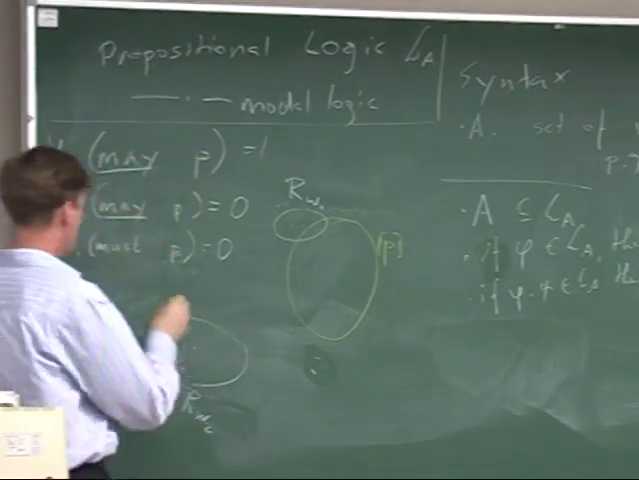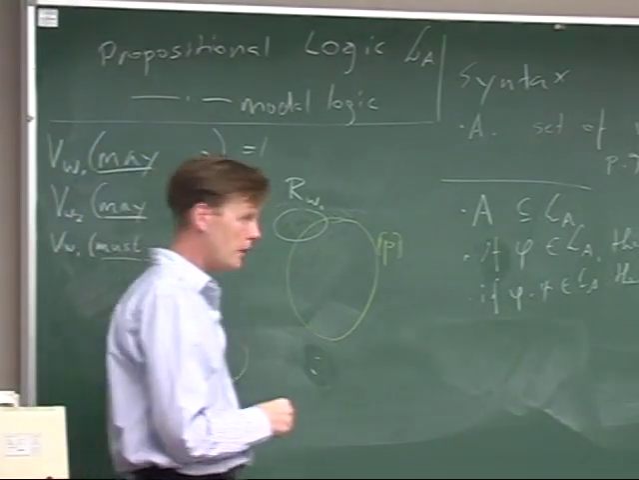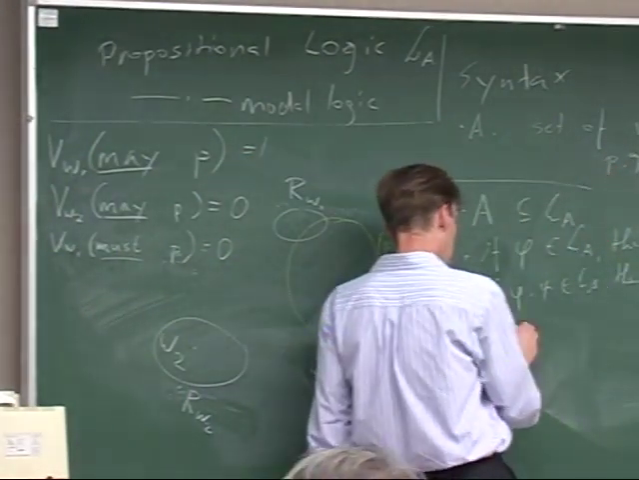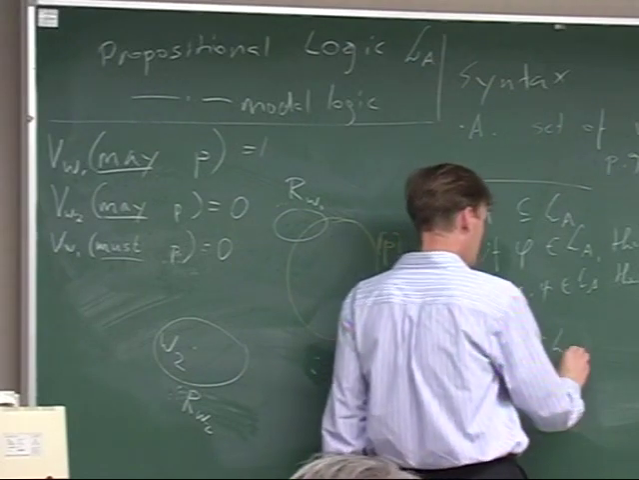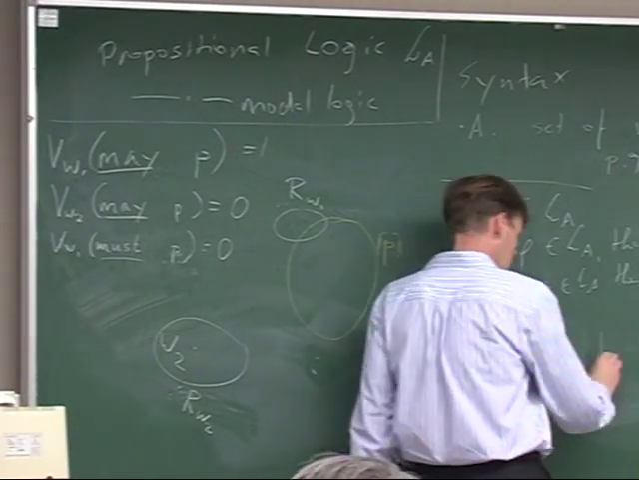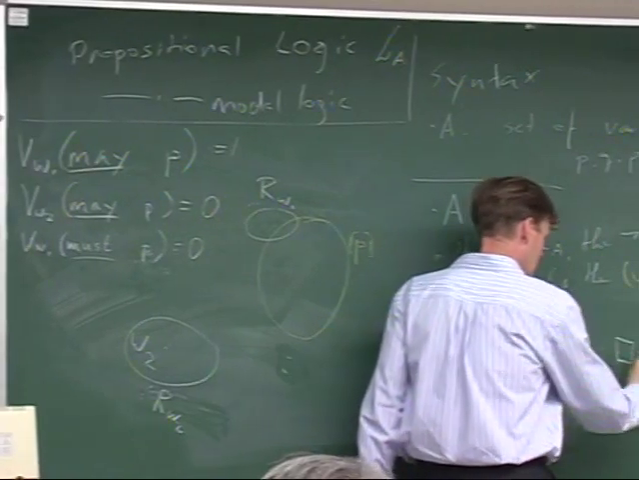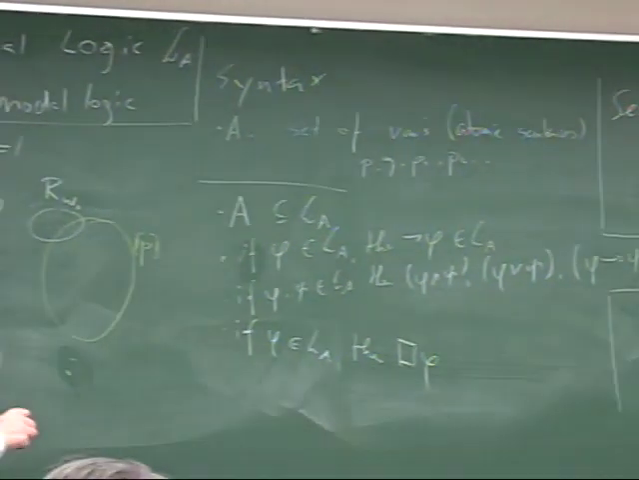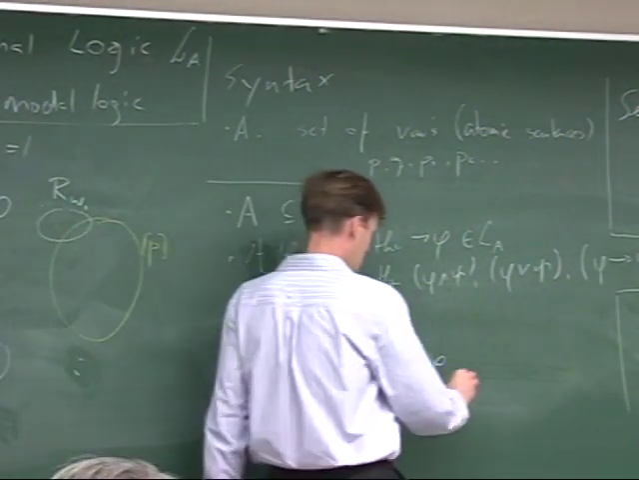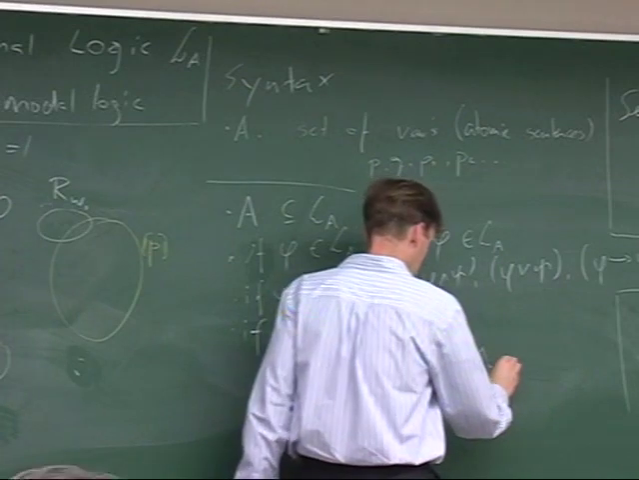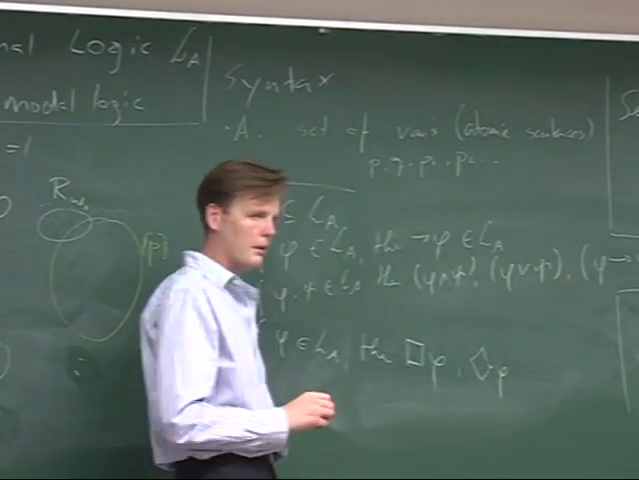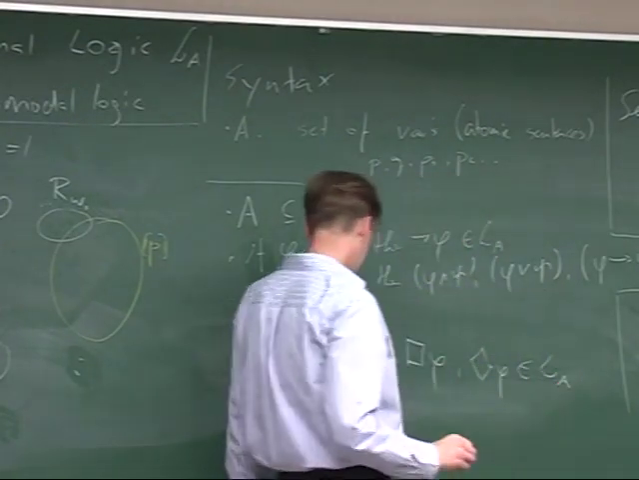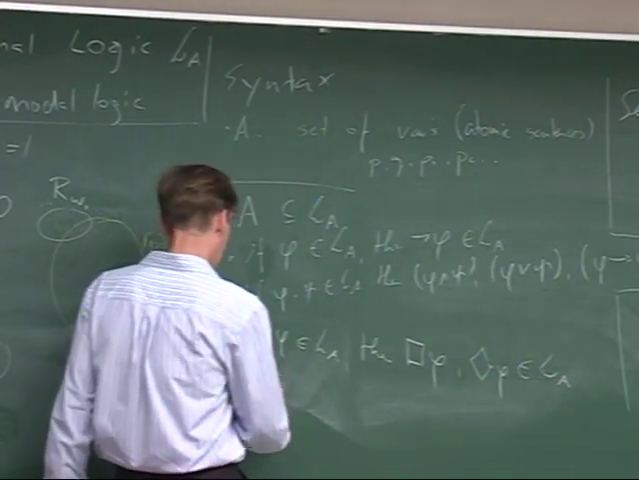Now in modal logic there are symbols for this, right? And they are the box and the diamond that you see. So if a sentence phi is in the language, then this sentence, box phi, right? And this one, diamond phi, right? They are both also in the language. And nothing else.